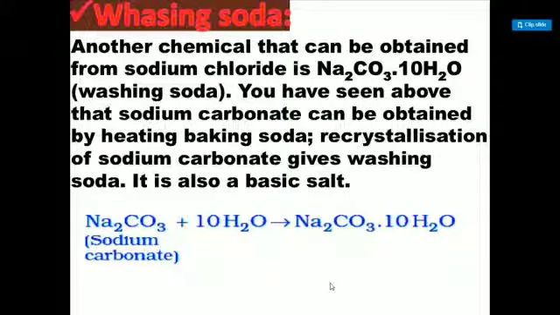Next is washing soda. Another chemical that can be obtained from sodium chloride is Na2CO3.10H2O, decahydrated sodium carbonate, or 10 water molecules as water of crystallization added with this. You have seen above that sodium carbonate can be obtained by heating baking soda. Recrystallization of sodium carbonate gives washing soda. It is also a basic salt. The formula is Na2CO3 plus 10H2O, Na2CO3.10H2O.